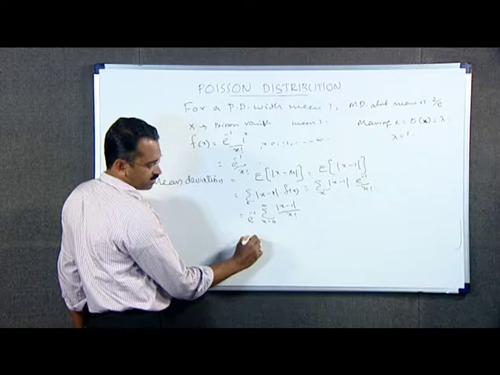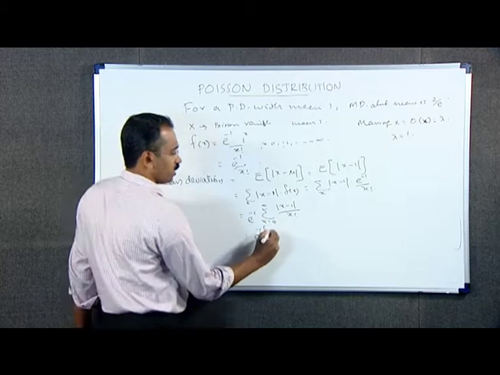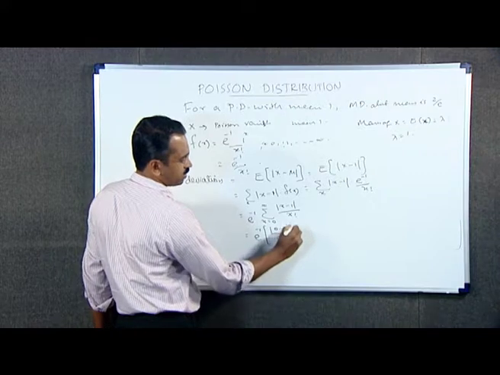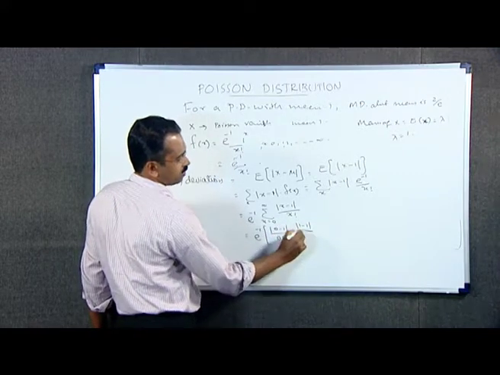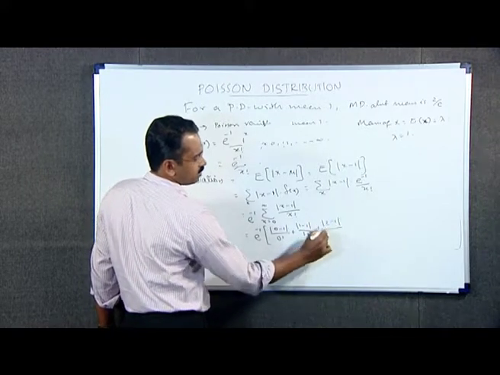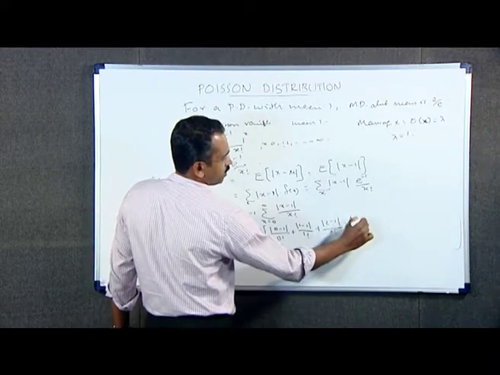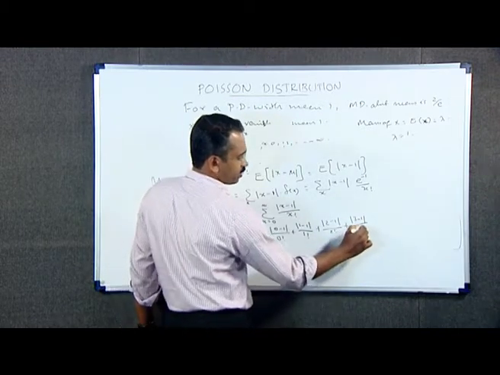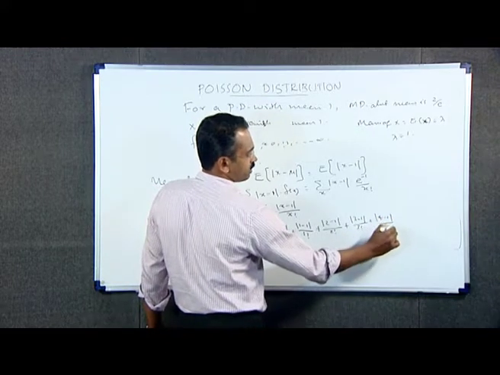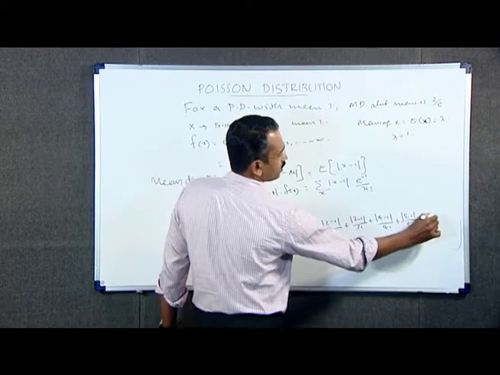On expansion, we get this is equal to e raised to minus 1 into modulus of 0 minus 1 divided by 0 factorial plus modulus of 1 minus 1 divided by 1 factorial plus modulus of 2 minus 1 divided by 2 factorial plus modulus of 3 minus 1 by 3 factorial plus modulus of 4 minus 1 by 4 factorial plus modulus of 5 minus 1 divided by 5 factorial plus etc.